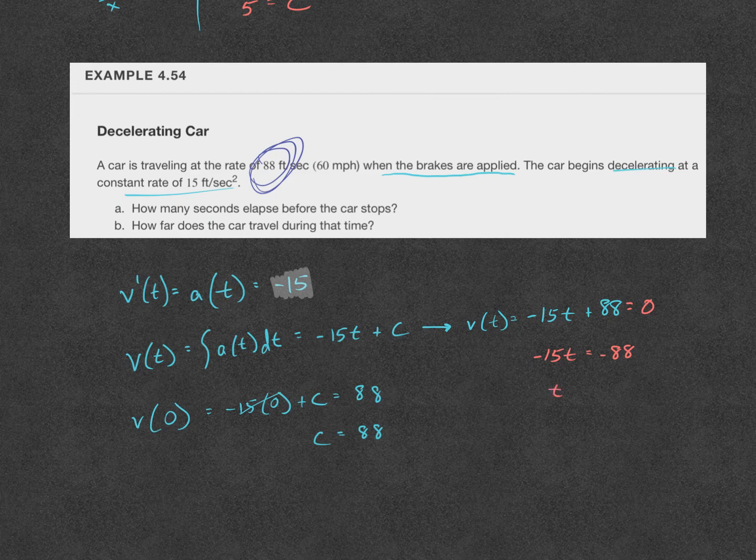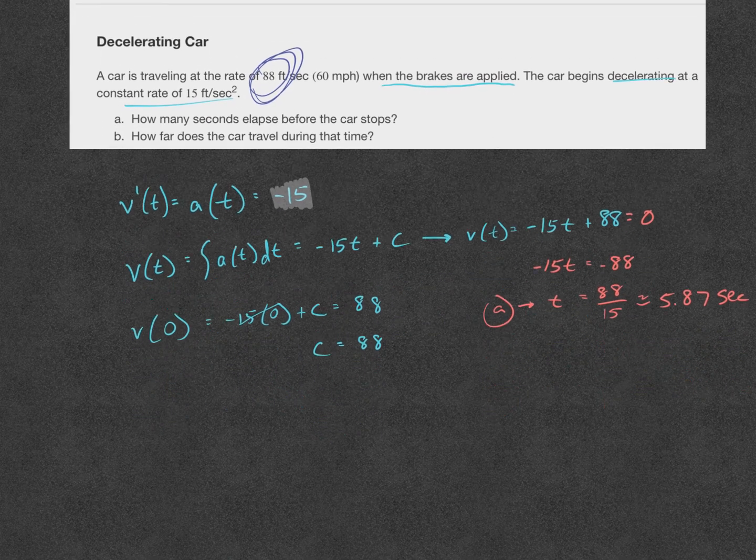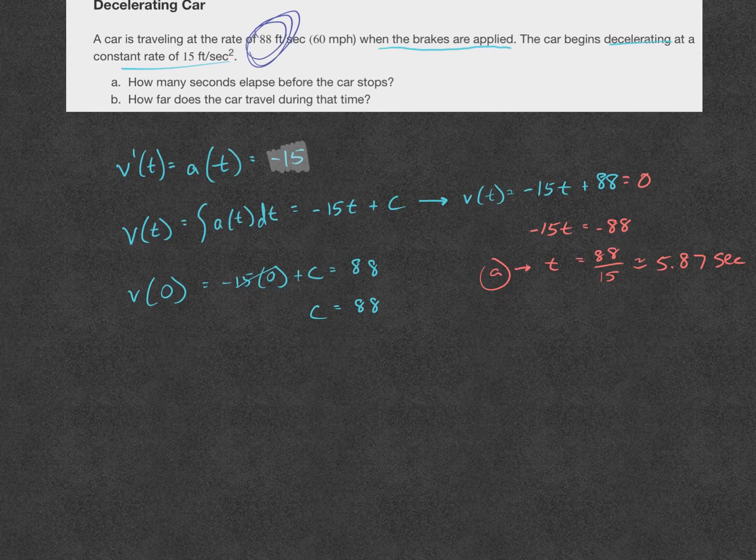So that tells me that t is equal to 88 over 15, which in decimal form is about 5.87 when I round to 2 decimal places. So 5.87 seconds, we're solving for t here, seconds, for the car to stop after traveling 60 miles per hour. Okay, that's our answer to part A right there. Part B wants us to do one additional piece. Part B says, how far does the car travel during that time?